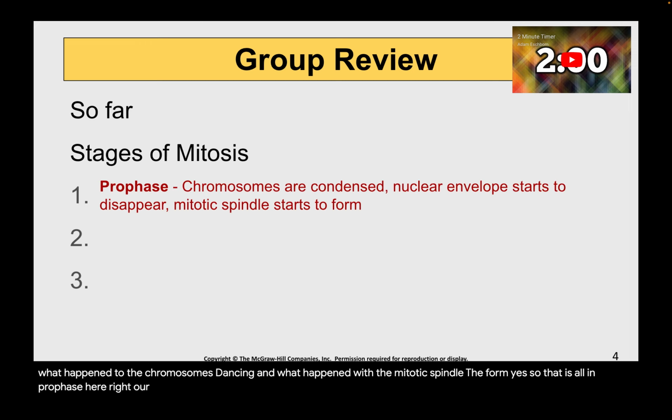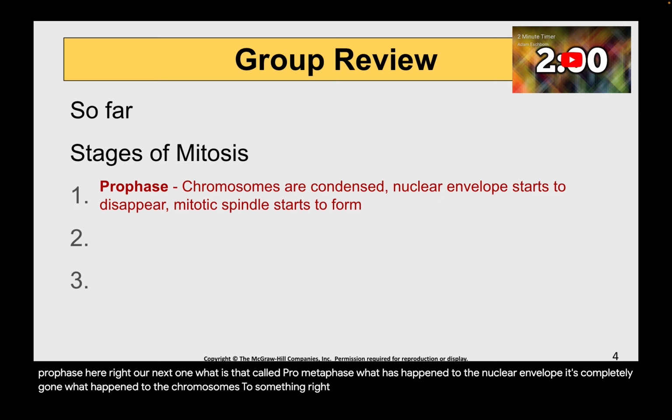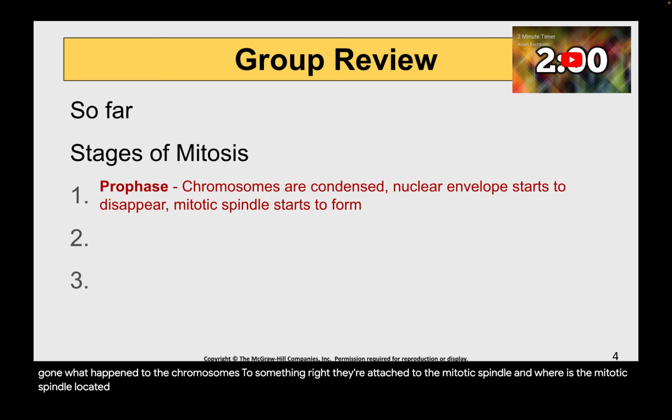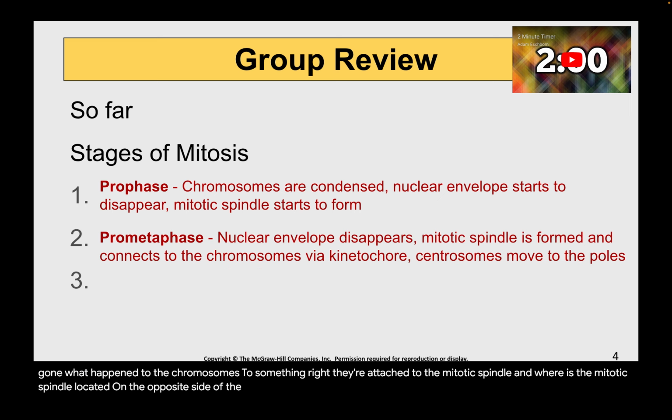All right. Our next one, what is that called? Prometaphase. What has happened to the nuclear envelope? It's completely gone. What happens to the chromosomes? Well, they're attached to something, right? They're attached to the mitotic spindle. And where is the mitotic spindle located? The two opposite poles, on the opposite sides of the cell. Right, so the nuclear envelope disappears. Chromosomes have attached to the spindle apparatus, and those mitotic spindles are on opposite sides of the pole.